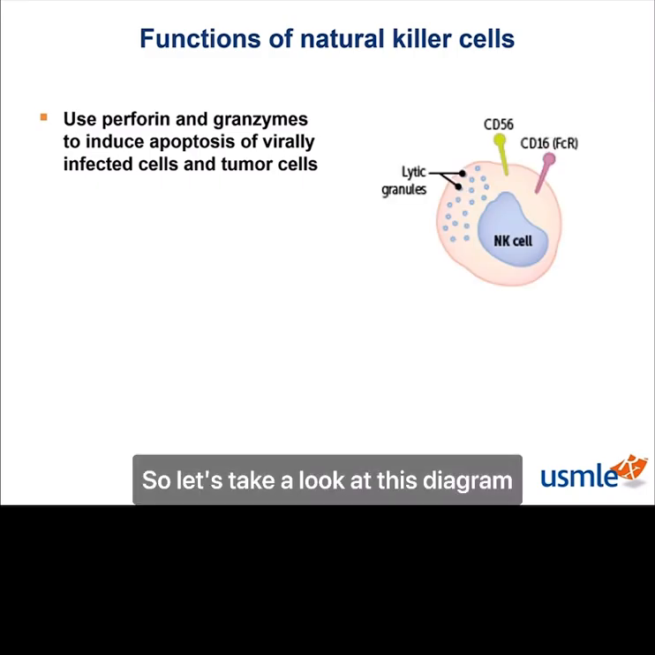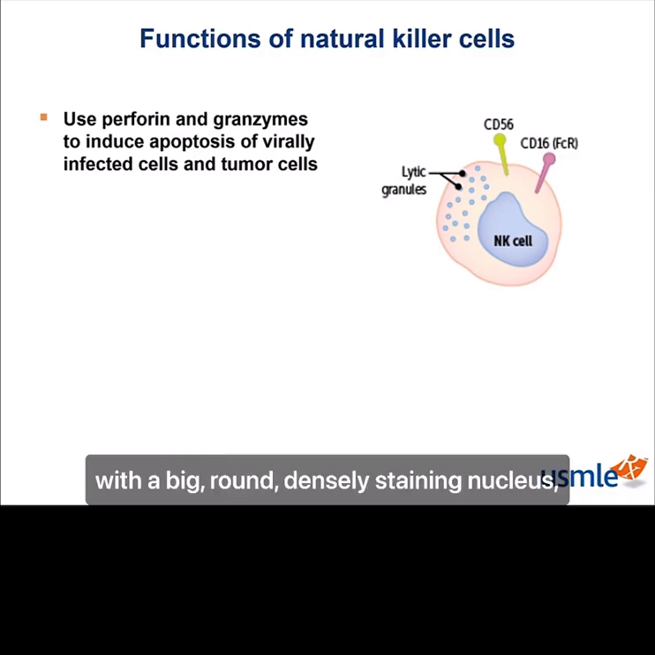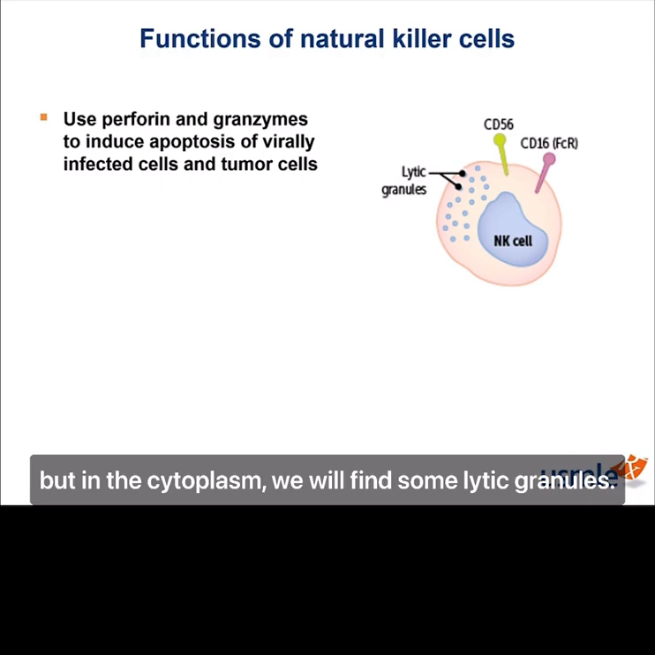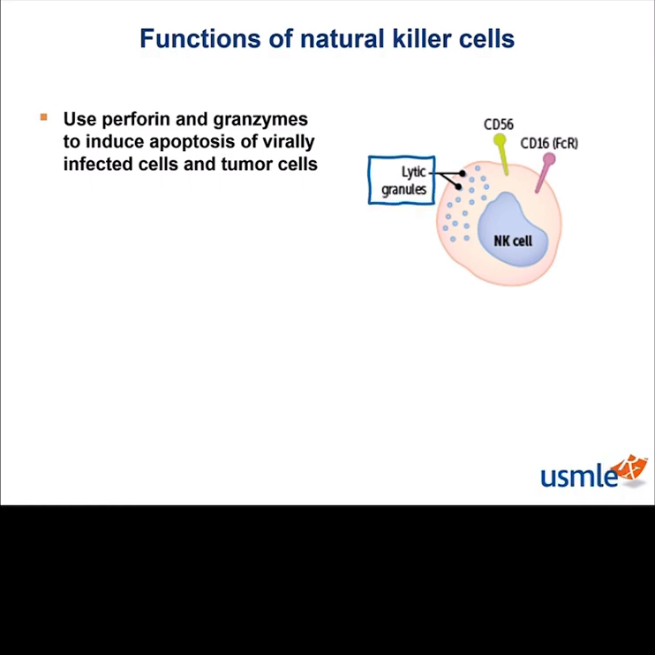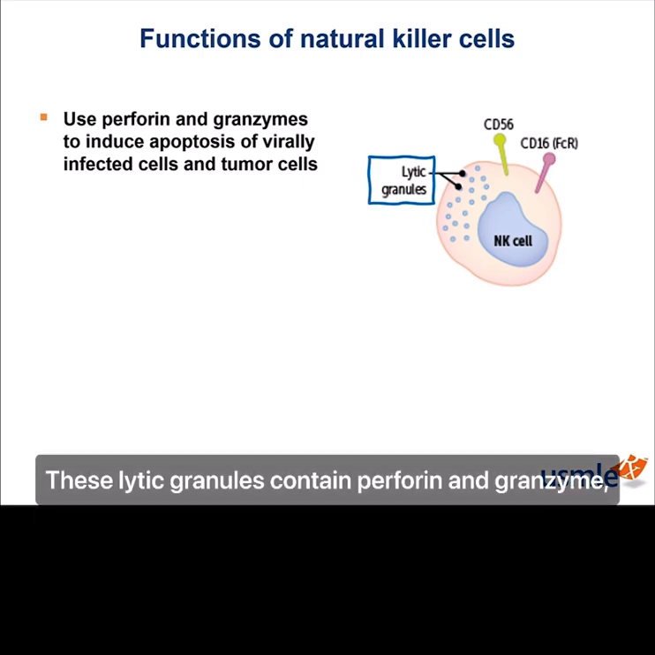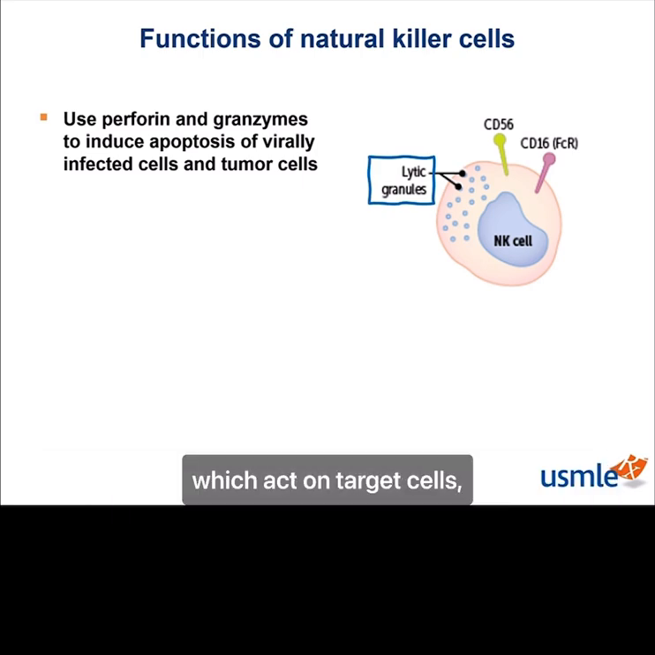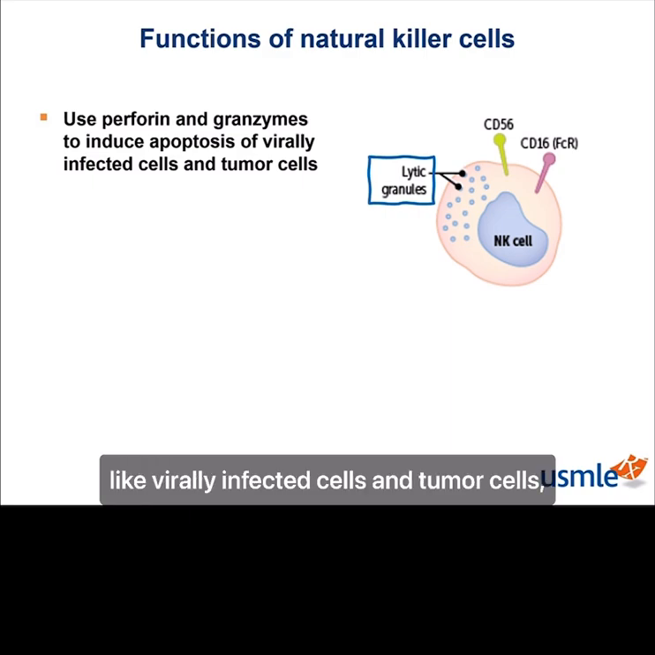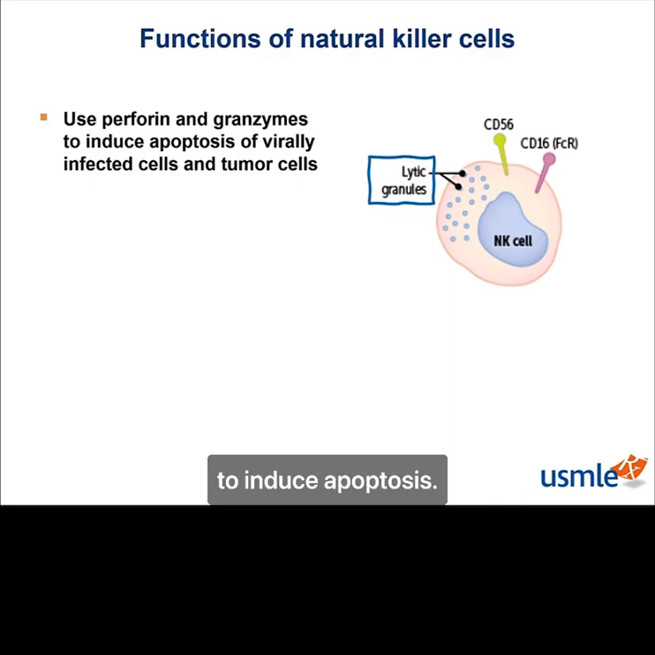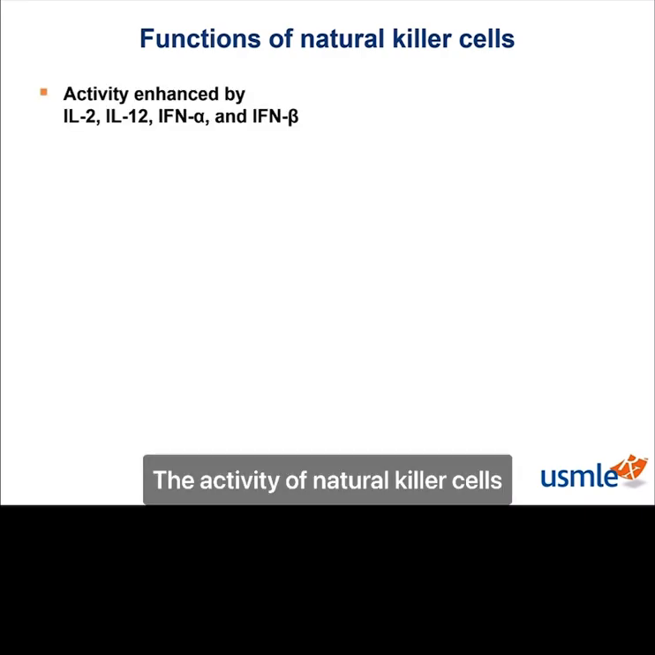So let's take a look at this diagram of a natural killer cell. Remember, it's a lymphocyte with a big, round, densely staining nucleus, but in the cytoplasm, we will find some lytic granules. These lytic granules contain perforin and granzyme, which act on target cells, like virally infected cells and tumor cells, to induce apoptosis. The activity of natural killer cells is enhanced by IL-2, IL-12, interferon alpha, and interferon beta.